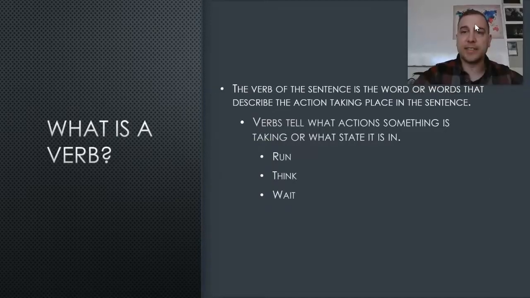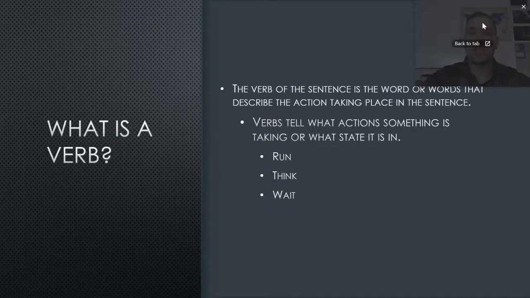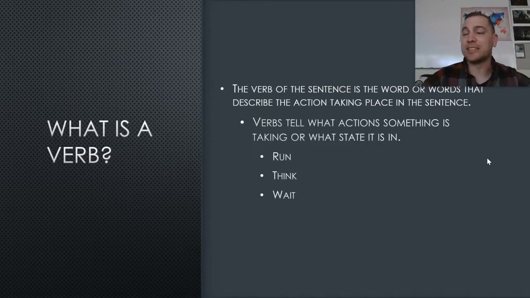And so the verb of the sentence is the word or words that describe the action that's taking place in the sentence, right? And so verbs tell what something is doing. It tells what the subject of the sentence is doing. It could be running, thinking, waiting. It could be also what state it's in, right? And these are a little bit harder to find because you're looking for an action, but they're not really a visible action, which I'll talk a little bit more.